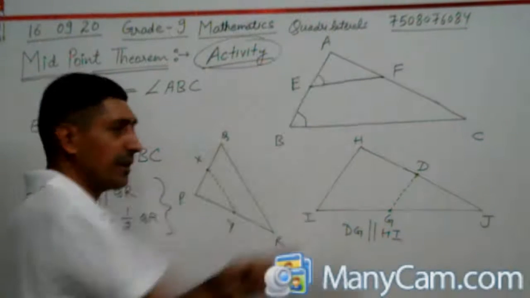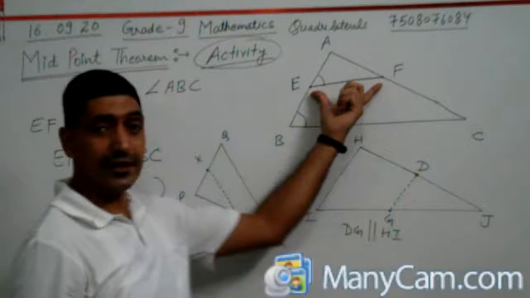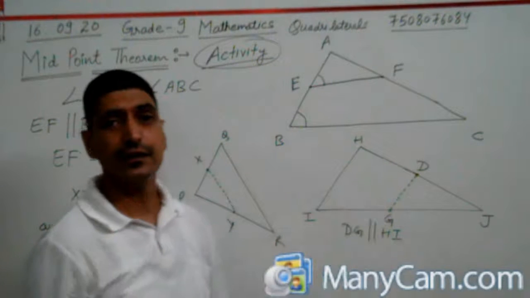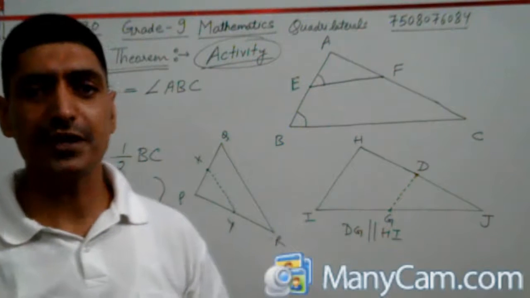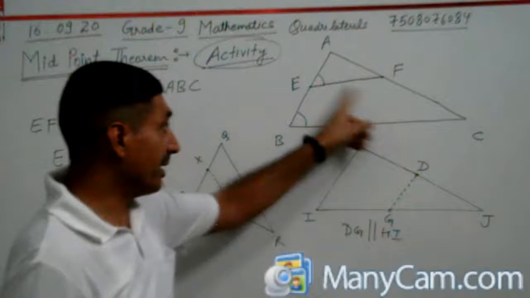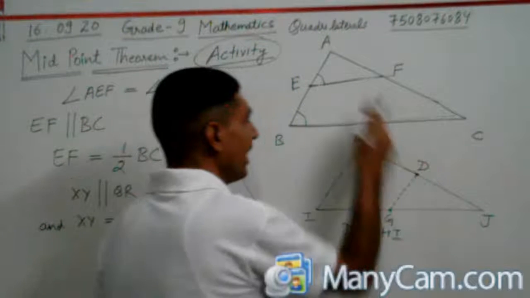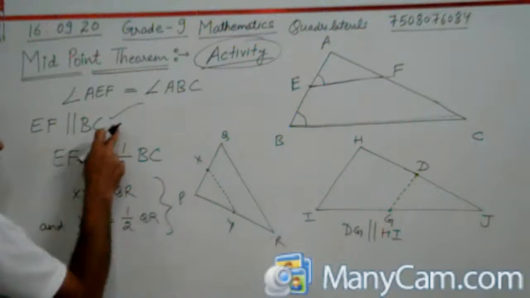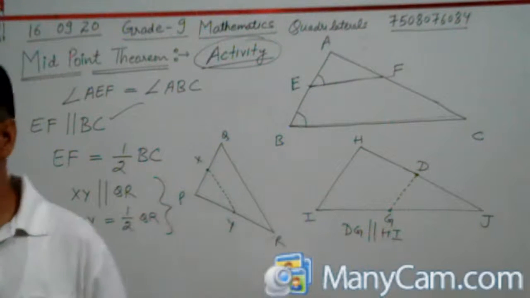You can repeat the activity and you will find always, when you take the midpoints of any two sides and join these two midpoints, the line segment EF is always parallel to the third side. EF is always parallel to BC and EF is half of BC. So this is the midpoint theorem.